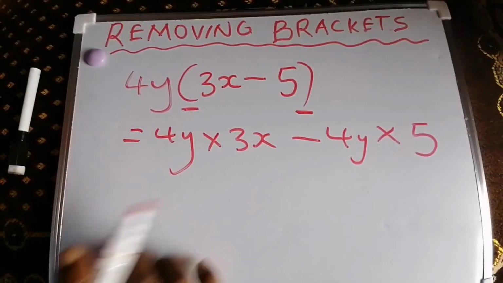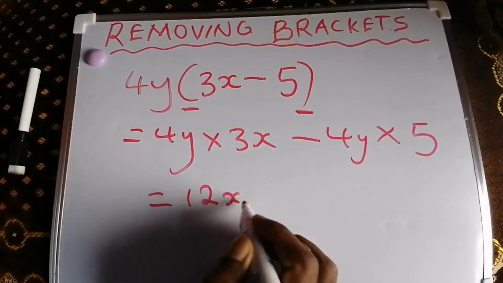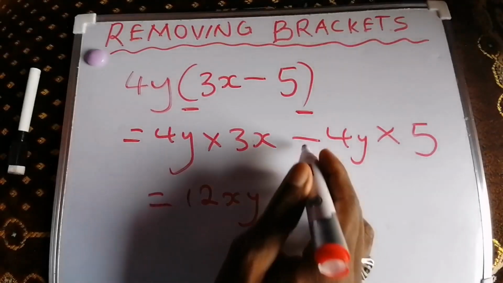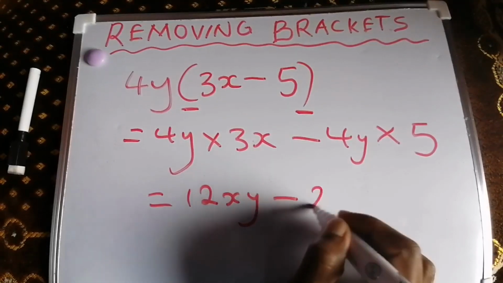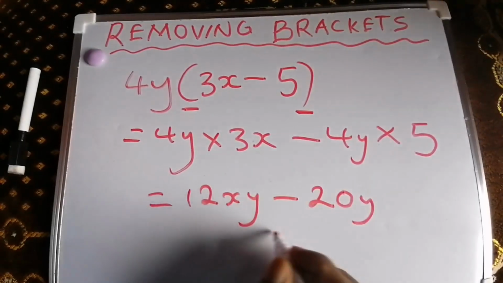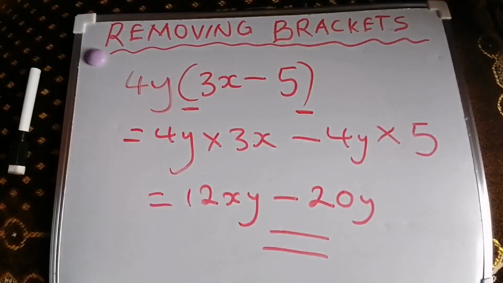So 4y times 3x equals to 12xy, minus 4y times 5 equals to what? 20y. So this is our final answer. We remove these two brackets.